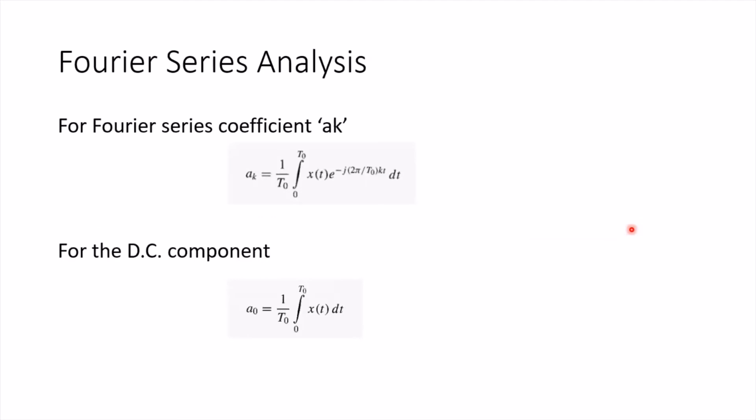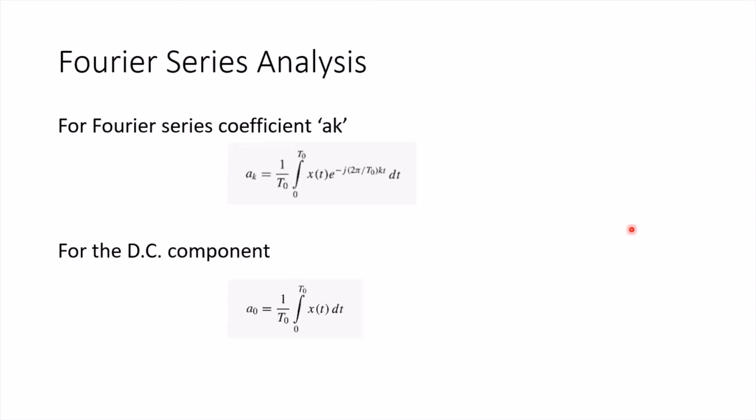The Fourier series coefficient a_k is equal to 1 over T naught, integral from 0 to T naught of x(t) e^(-j2πk t/T naught) dt, and for the DC component, a naught is equal to 1 over T naught, integral from 0 to T naught of x(t) dt. And what is a_k? a_k is basically the complex amplitude.